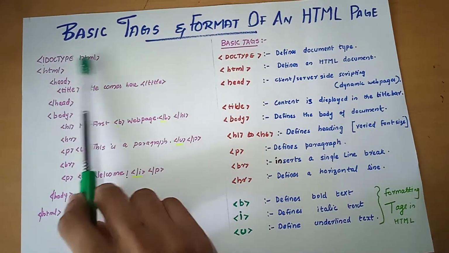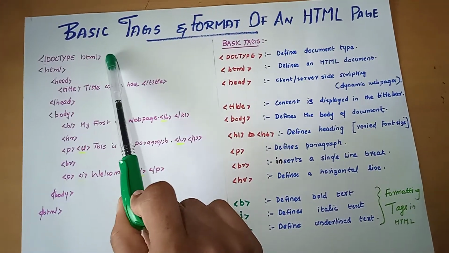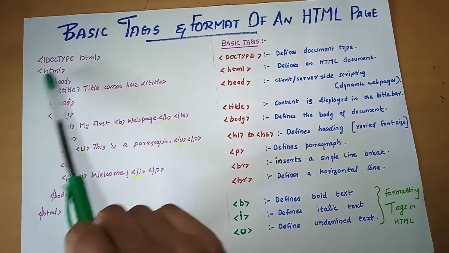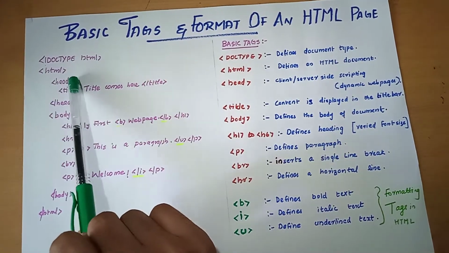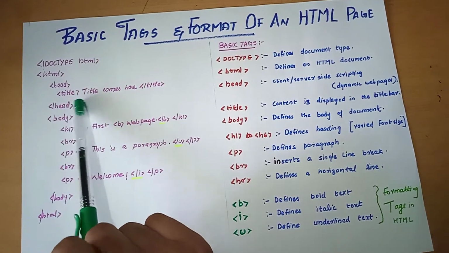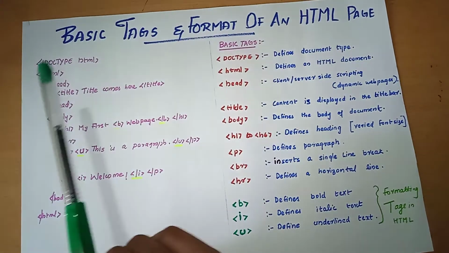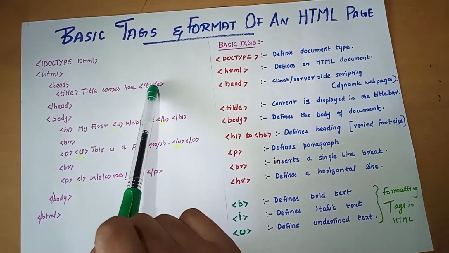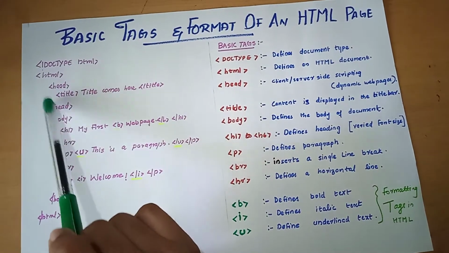Doctype HTML is the first line tag of every web page. Then the second one is HTML. Then this tag is called the head tag, and inside the head tag we can see another tag called title. That means if we want to display something in the title bar of a web page, that content can be written inside this title tag. Since the title tag is a subtag of the head tag, it is always written inside the head tag.